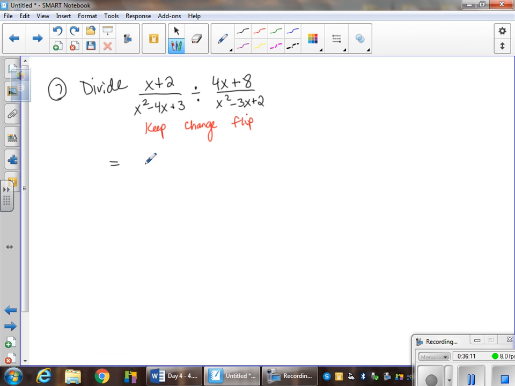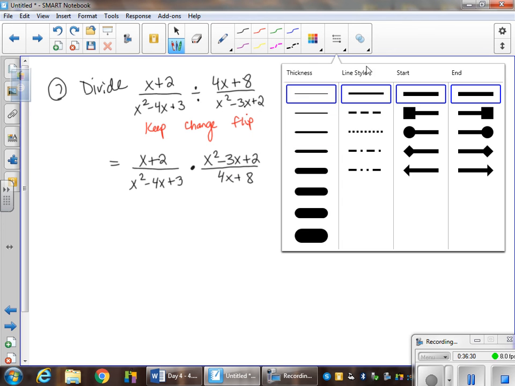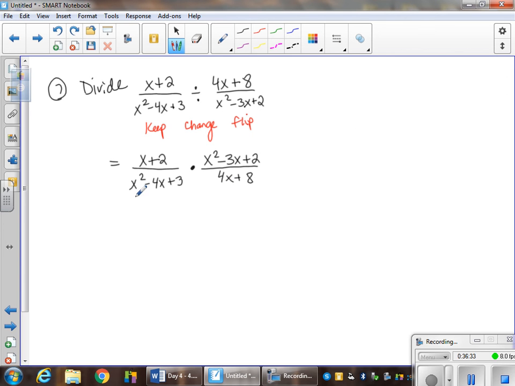So keep the first, change to multiplication, flip the second. So in terms of what kind of factoring here, x plus 2, can't do anything. Here we're going to have our standard quadratic factoring, and GCF. Okay, you should be really good at this by now, so please click pause and try to factor on your own. Only click play if you've tried to factor on your own.